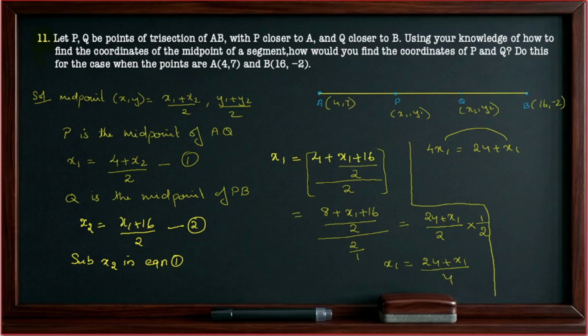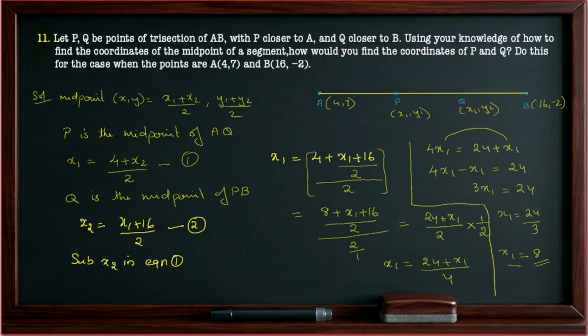Taking this x1 to the left hand side, it will become 4x1 - x1, which is equal to 24. 4x1 - x1 will become 3x1. This is equal to 24. Therefore, x1 is equal to 24 divided by 3 and x1 is equal to 8. So the value of x1 is equal to 8. Now put this x1 equal to 8 in equation number 2. When you put the x1 in equation number 2, we will get the value of x2.